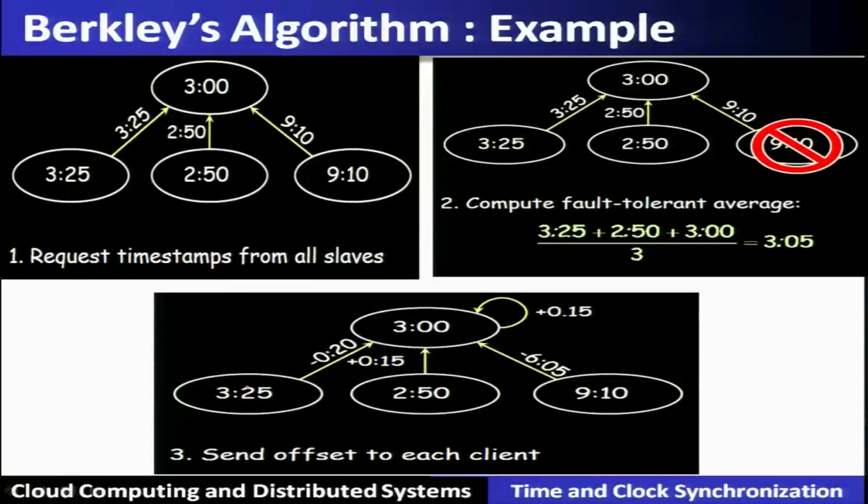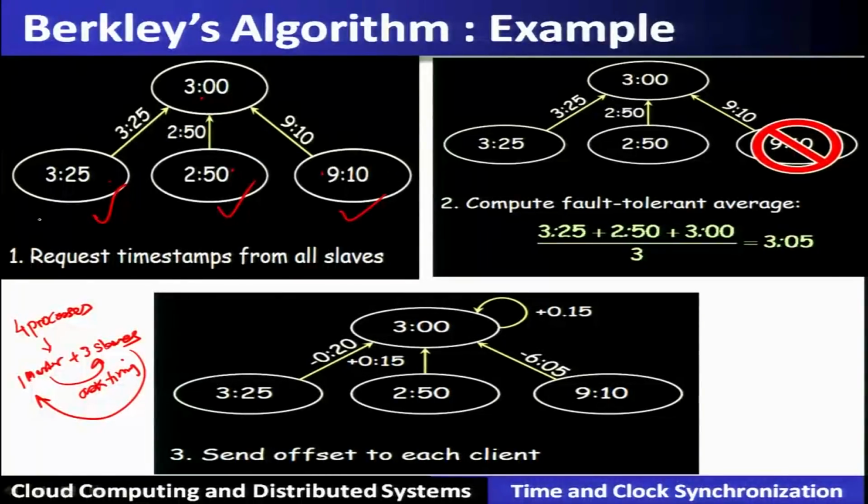Let us take this particular example to understand this. In the system there are 4 processes. Out of them, one is the master plus 3 slaves. The master will ask for the timings of the slaves, and the slaves will send their timing to the master. For example, slave 1 has time 3:25, slave 2 has time 2:50, and slave 3 has time 9:10. When all these values reach the server, the server has time 3 o'clock.